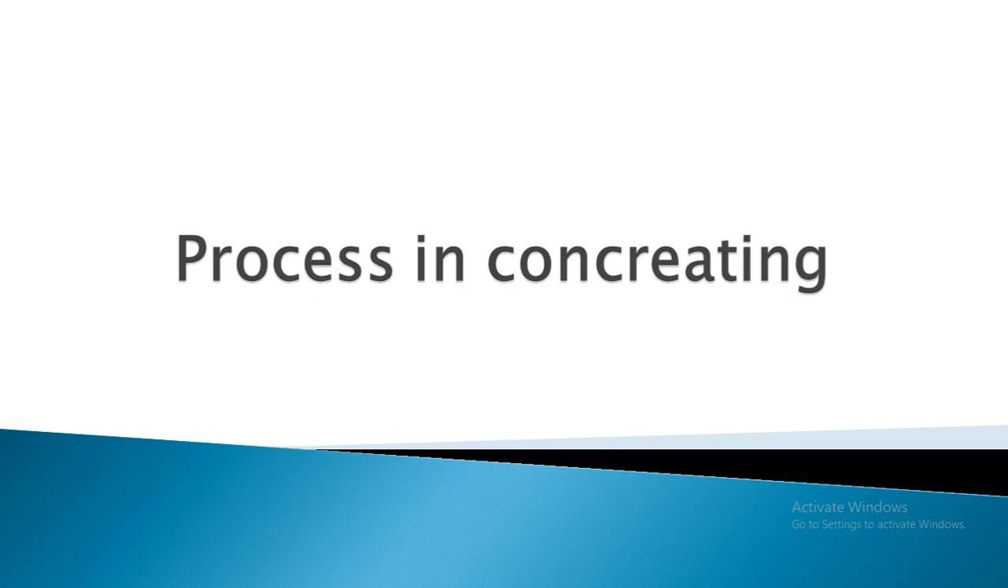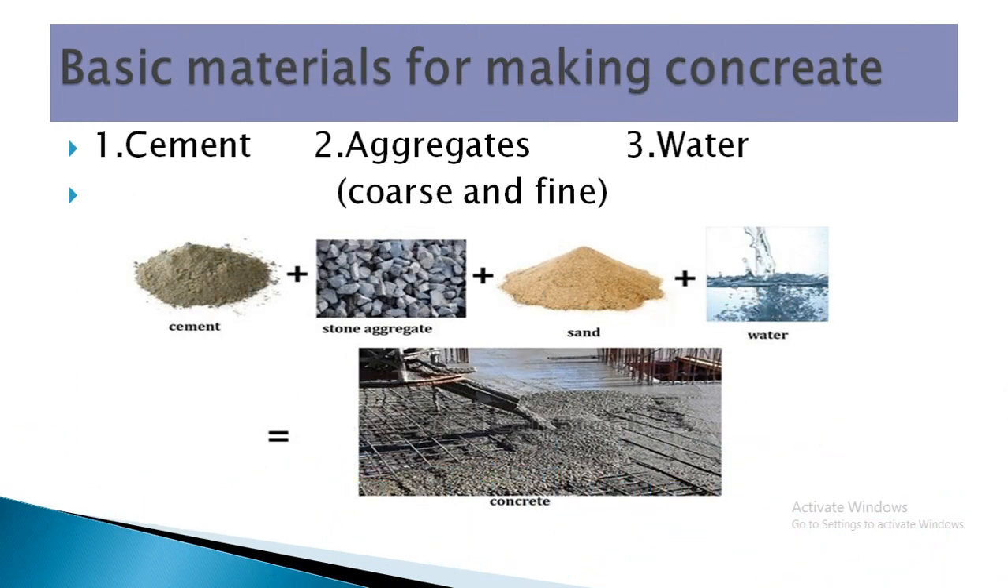Friends, today our topic is process in concreting. So basically what is a concrete? Concrete is simply a mixture of cement, aggregate and water. In that aggregate there are two types of aggregate, coarse aggregate and fine aggregate. The example of coarse aggregate is stone and the fine aggregate is sand, that is river sand or M sand.